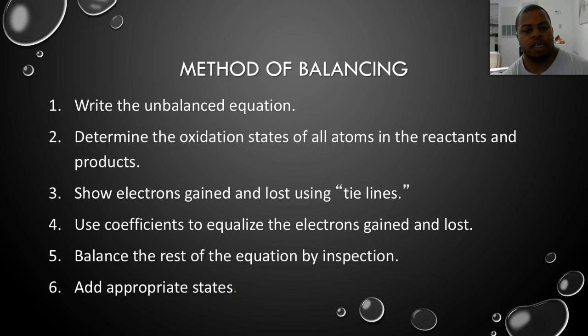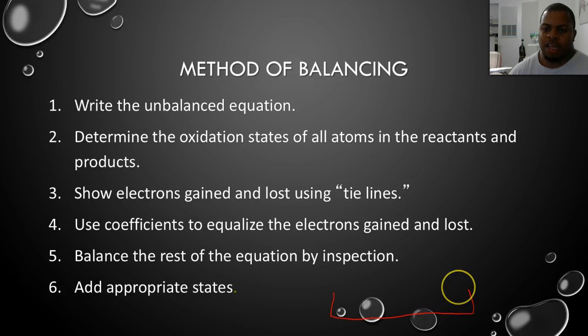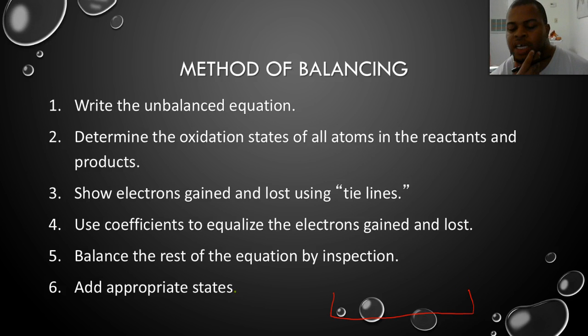We're going to show the electrons gained and lost by using tie lines, or basically as we see where they are, we may say here and tie a line to it so we can see directly where it changed to. Use coefficients to equalize the electrons gained and lost, balance the rest of the equation by inspection, and then add the appropriate states, most of which we will have done without too much of a problem. We're going to do, of course, some more practice with this, so do not fear.